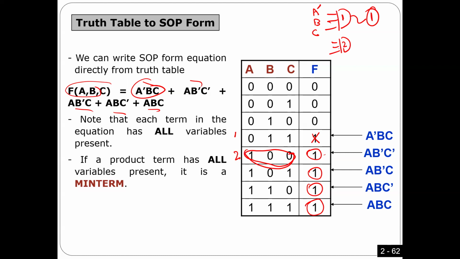Okay? So any 1, I will keep the same, so here A. Any 0, I will have to make it prime: B prime, C prime. So that when A is 1, this input is 1. When B is 0, this term becomes 1. When C is 0, this term becomes 1. And this AND gives me 1 in this specific input.